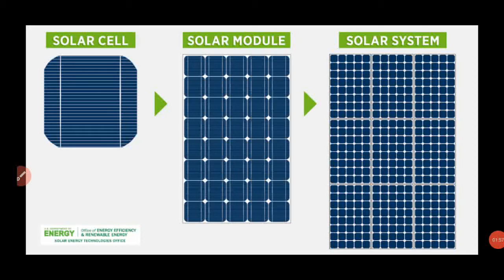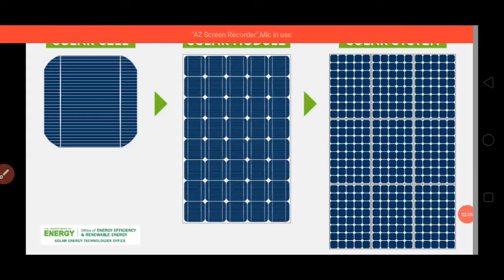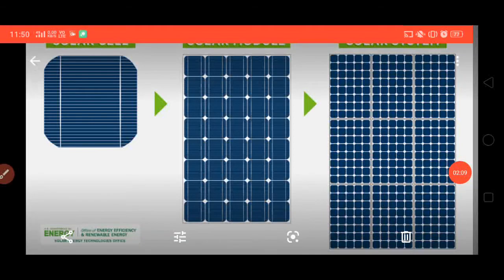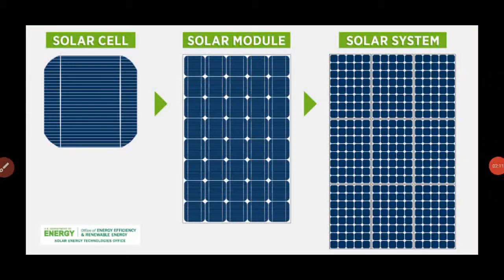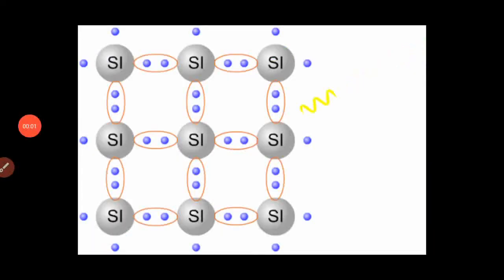And when these solar modules are connected together and arranged together, this produces a solar system. This is a solar system, or we can also call it a solar panel. And these arrangements are meant to produce desired potential differences. Let's talk now about the photovoltaic effect.